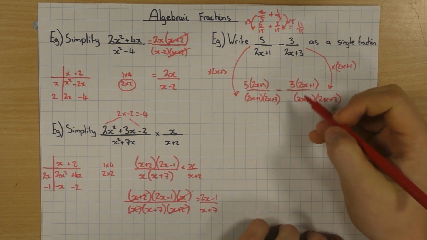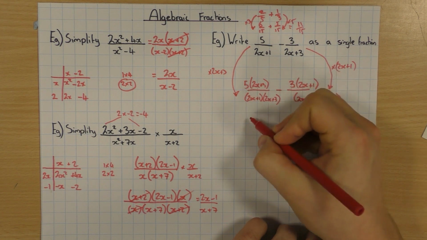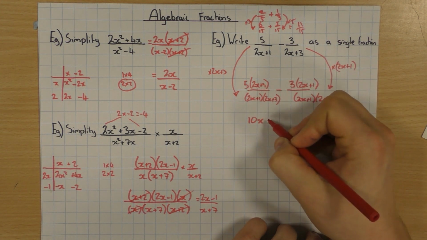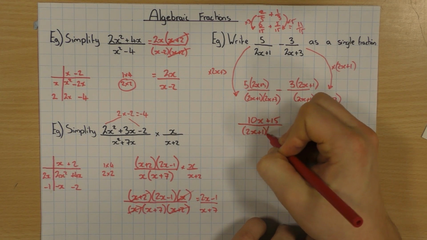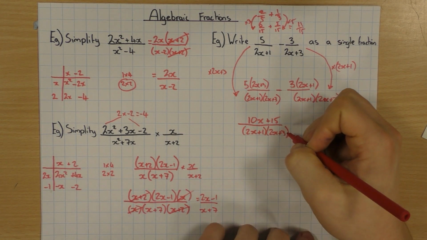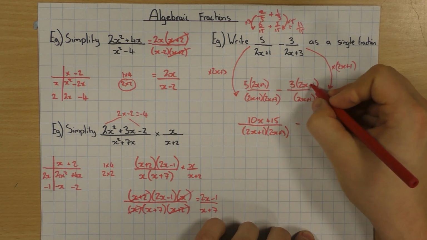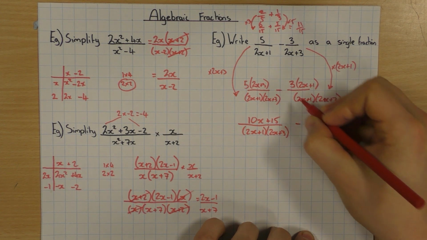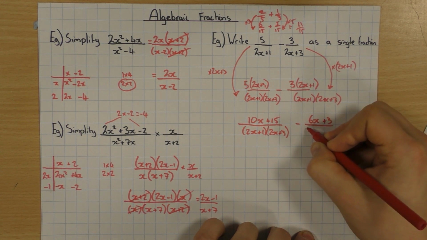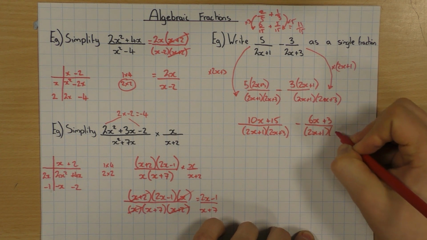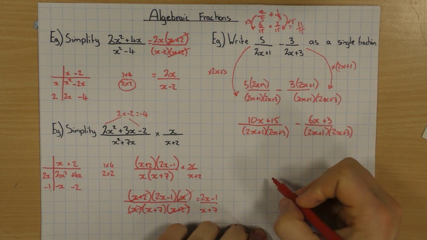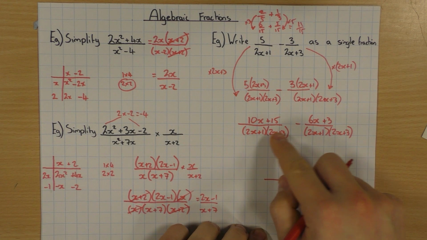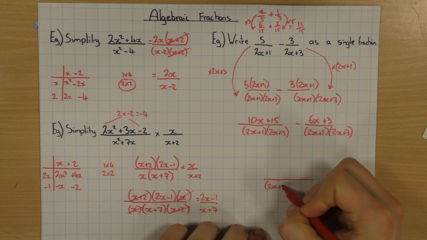But before I do that, I'm just going to expand them because it's going to make things a bit easier. So 5 times 2x is 10x. 5 times plus 3 would be 15. And then that's still all over my 2x plus 1, 2x plus 3. And then I'm going to take away, and again I'm going to expand this bracket, so 3 times 2x is 6x, 3 times 1 is 3, and again it's still all over 2x plus 1, 2x plus 3, okay? And like I said, because the denominators are the same, I can now subtract the numerators. So I'm going to put my denominator in, so I know it's already going to be the same.